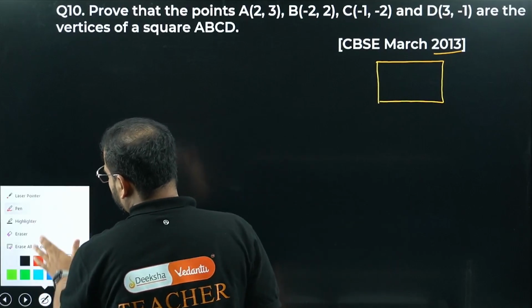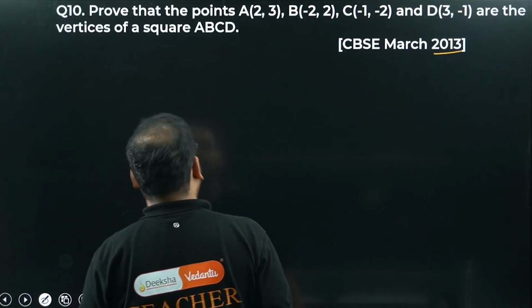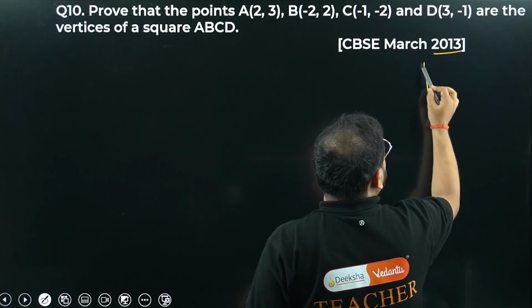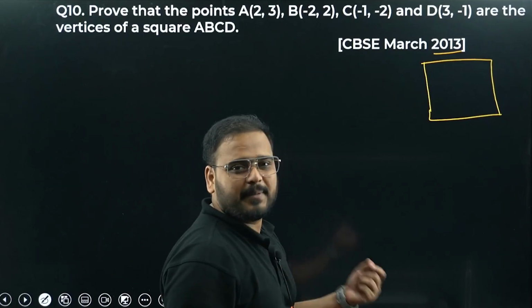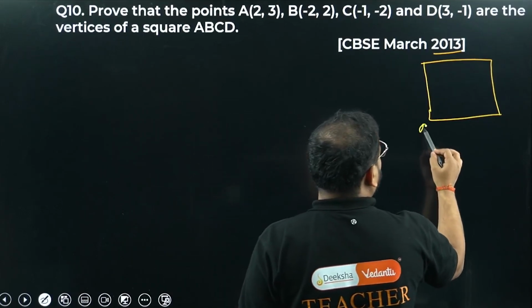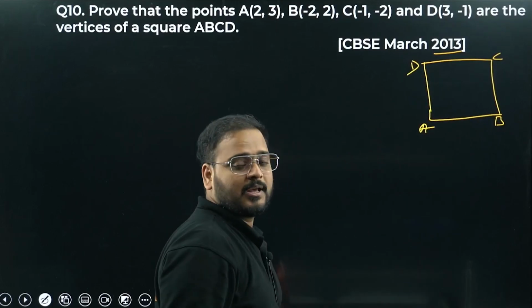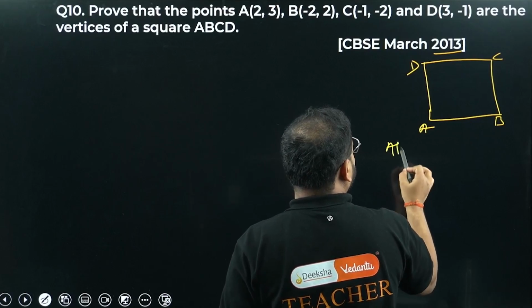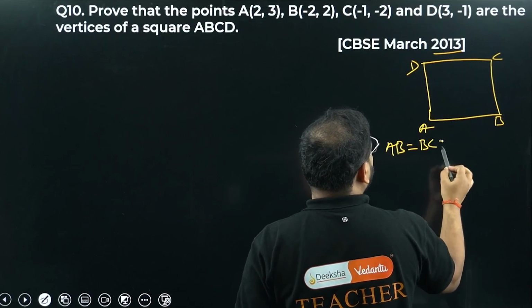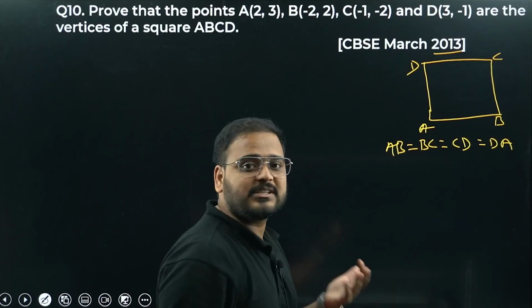So it's not a square, sir. We're looking for a square. Okay, I'll try to draw better. A little bit better than the previous one. Okay, A, B, C and D. Square means AB equals BC equals CD equals DA. All four sides are equal.